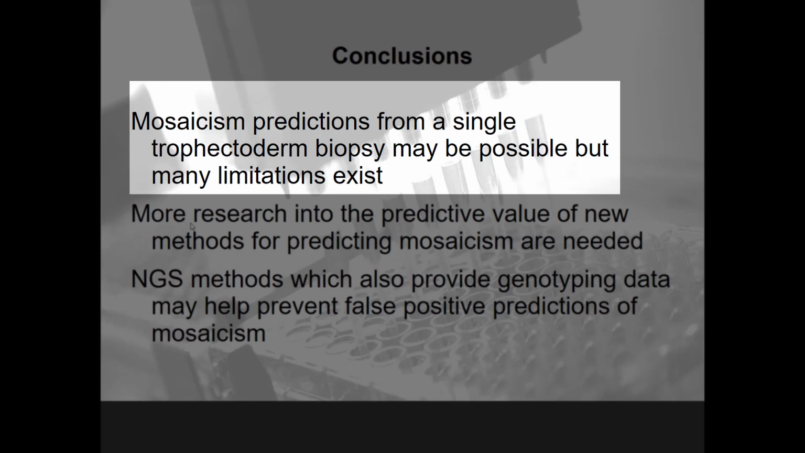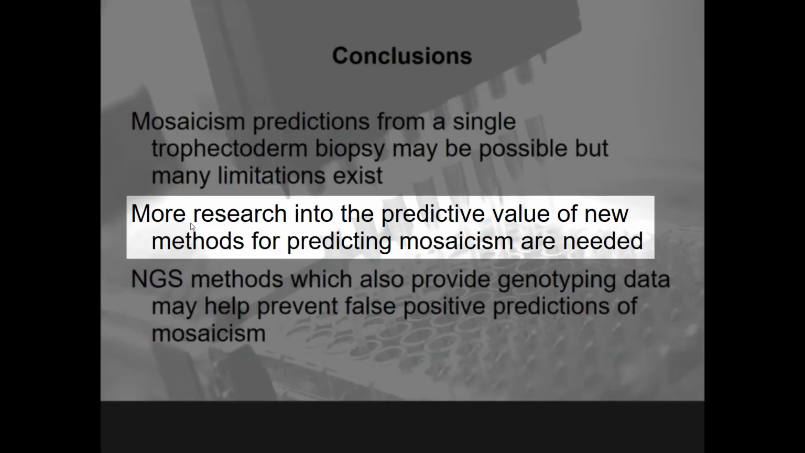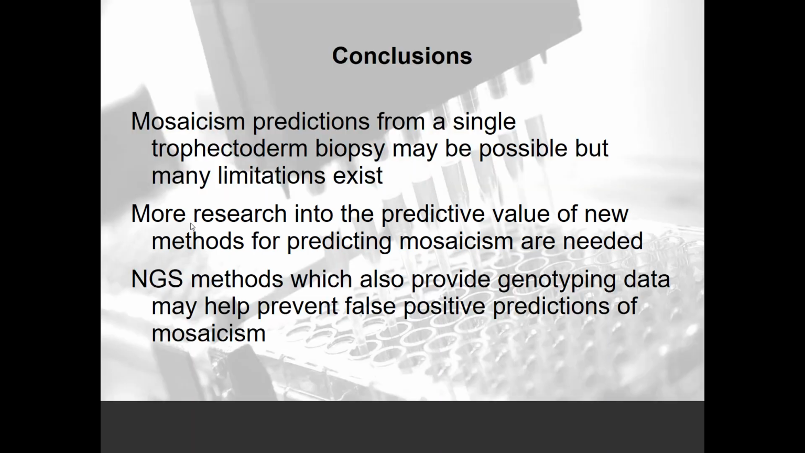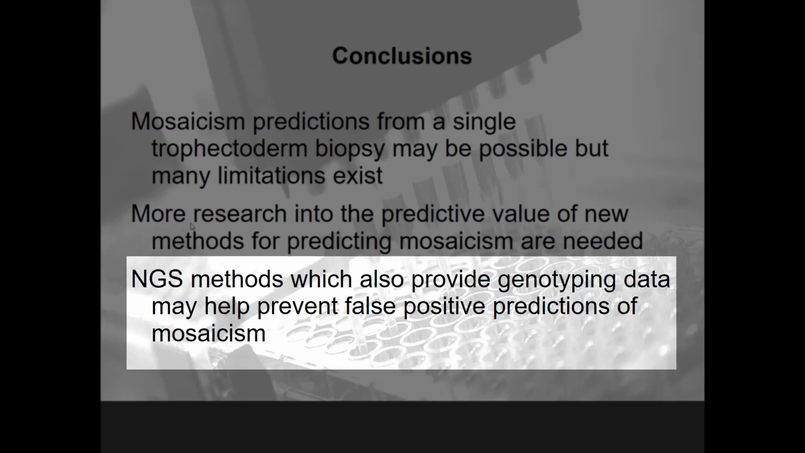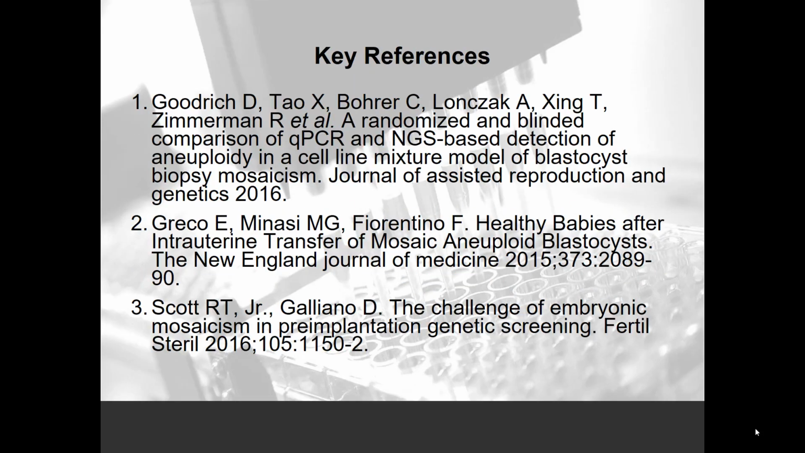Although mosaicism predictions from a single trophectoderm biopsy may actually be possible, there still are many limitations that need to be considered. We really need more research into the predictive value of these new methods for predicting mosaicism, and next-generation sequencing technologies, which also provide genotyping data, may actually help prevent false positive predictions of mosaicism. I've included 3 important references that are relevant to this particular topic.